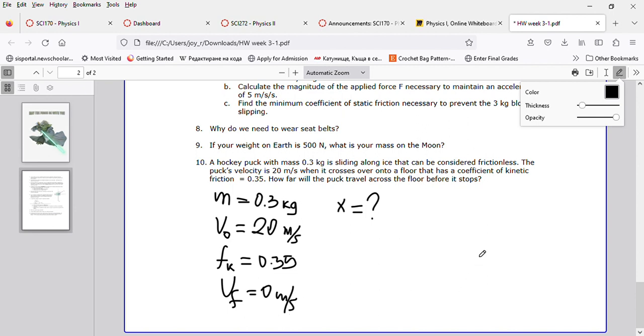Okay, this is the given, and this is what you are looking for. So at that point, you have to decide what to do, how to solve it. You don't have time, so you have to avoid any formula that has time. But you have initial and you have final velocity.